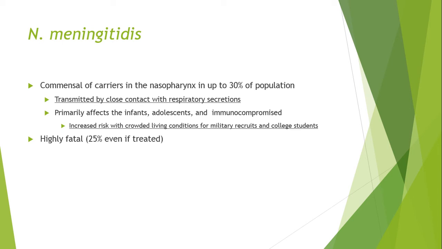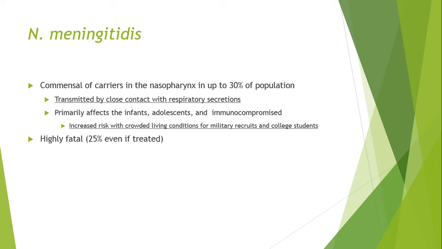All right, so Neisseria meningitidis. Like we said, it can be normal flora in some carriers. It's transmitted through respiratory secretions, so coughing. It primarily affects infants, adolescents, and immunocompromised. And here's a particular population that's at risk for this organism. Make sure you know this for exams.